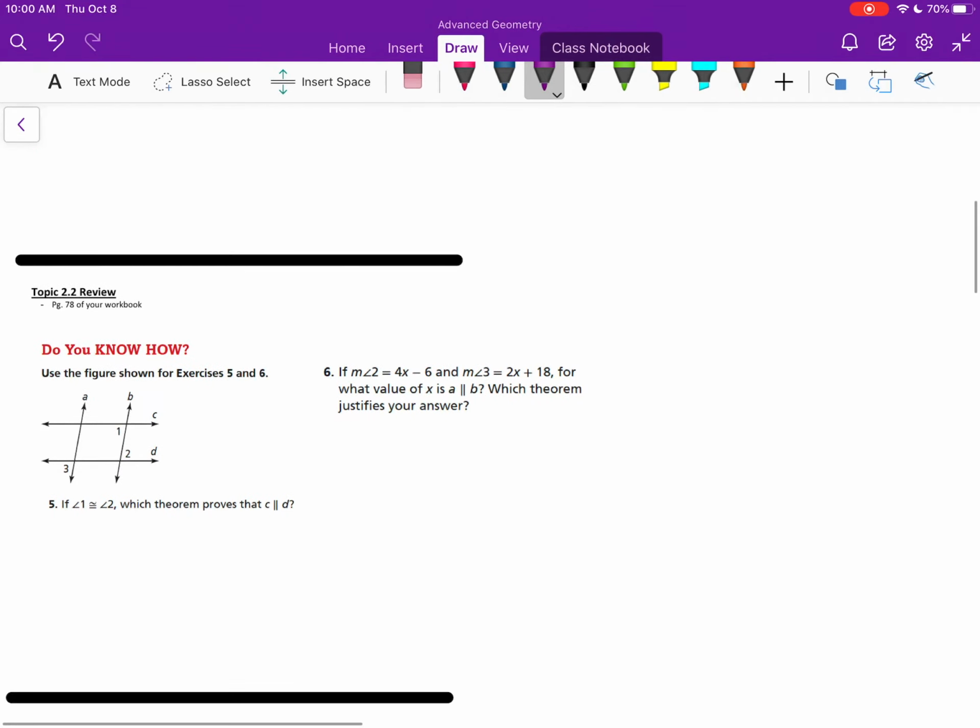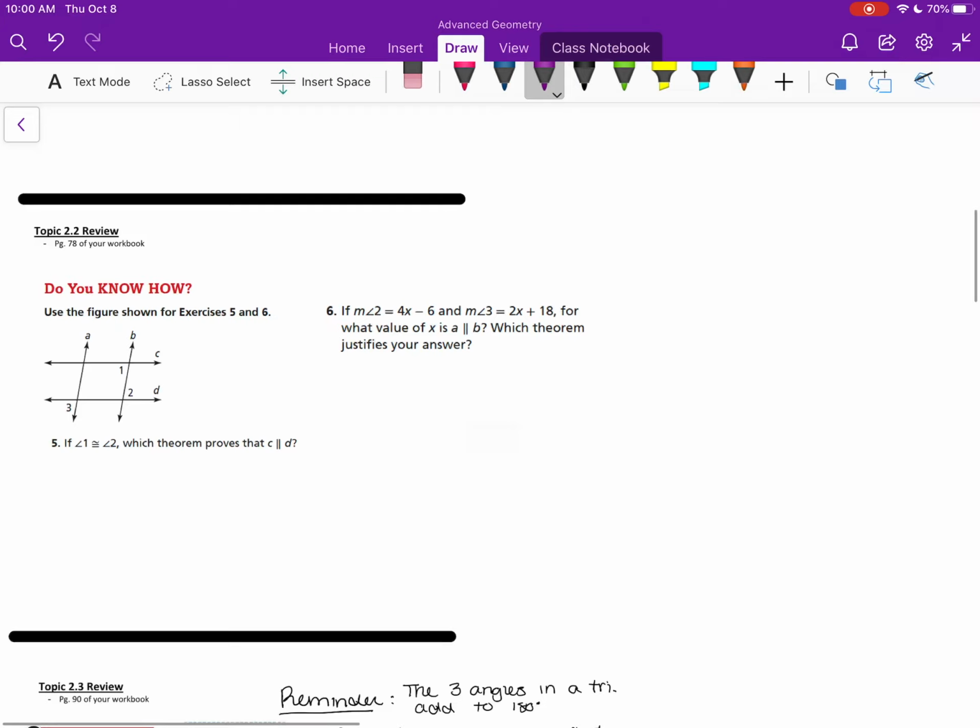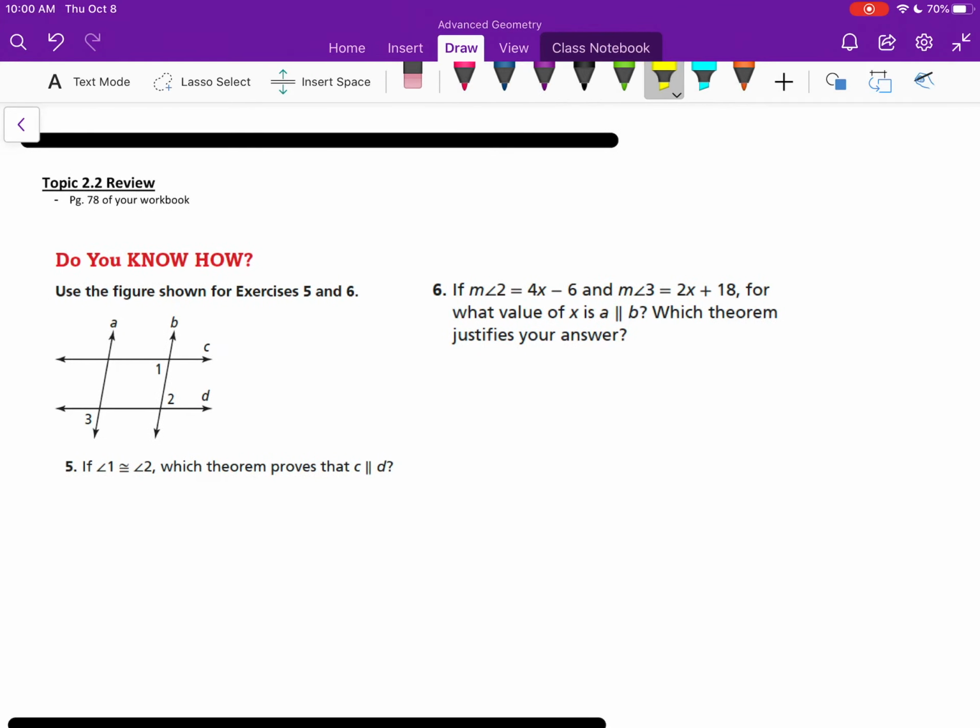Now flip to page 78 and let's dive into section 2.2, which pretty much is the converse of 2.1. It's saying, if we know the angle relationships, we can prove that the lines are parallel. So let's look at that Do You Know How section, and let's look at number 5. We have a figure here of 4 lines, and number 5 is telling us if angle 1 is congruent to angle 2, which theorem proves that line C is parallel to line D.